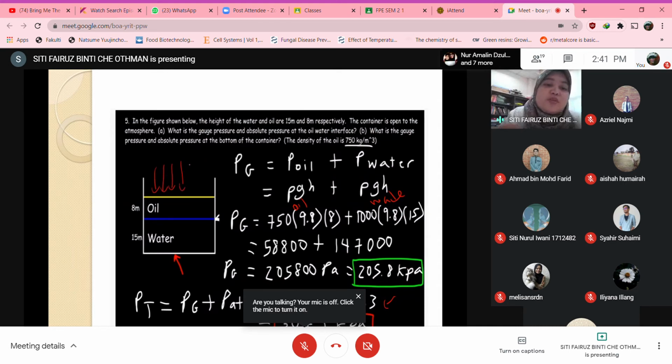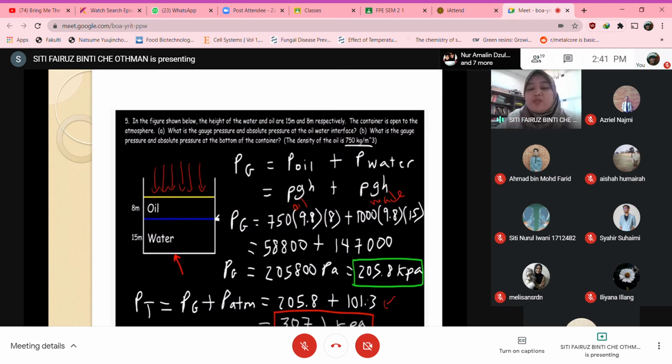I told you before, because this is an open tank, you have to consider the atmospheric pressure, you need to add this. Okay, so then this is the final value. Nanti later you tengoklah satu-satu once the lecture is finished. Okay, this one is in Pascal tau. So this is converted to kilopascal.